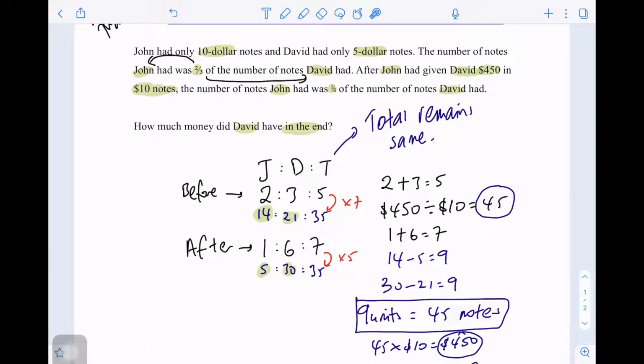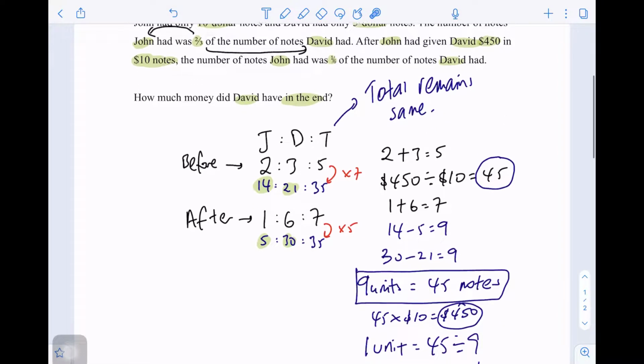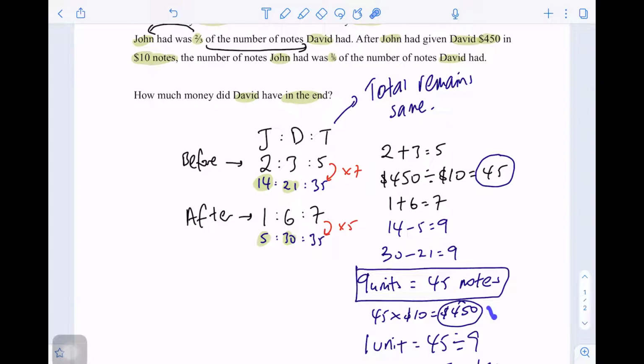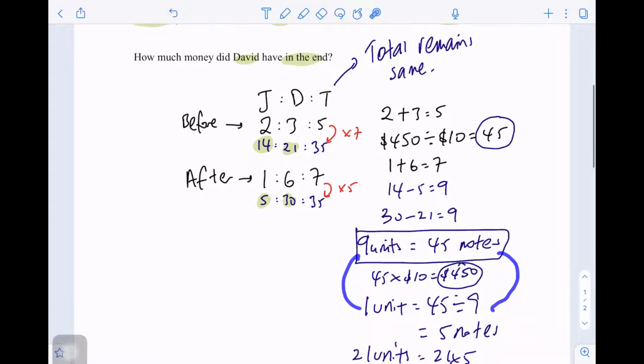Alright, now you can see very clearly that for John, his units went from 14 to 5, reduced by 9. David, 21 to 30, increased by 9. Why? Because David received that 9 units of notes from John. So that 9 units of notes is the same as 45 notes, which has a value of 45 times $10, which is $450. We already have this actually. So which means that 1 unit of notes is 45 divided by 9. That's 5 notes.